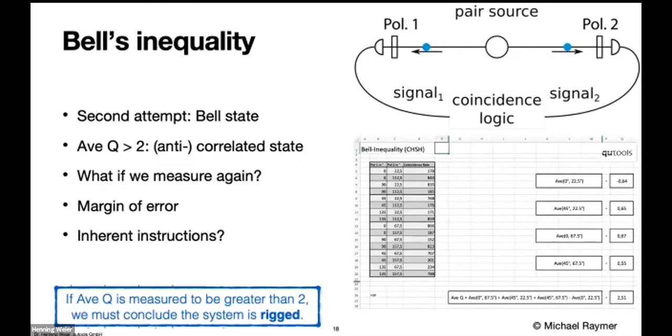So the whole question was, are there these inherent instructions? Can we maybe exclude these inherent instructions? Because as Professor Raymer has said, Bell's inequality says that this value has to be smaller than or equal to 2 if these inherent instructions are assumed, and some other things are also assumed, like fair sampling, for example. So it looks like it doesn't work with inherent instructions.